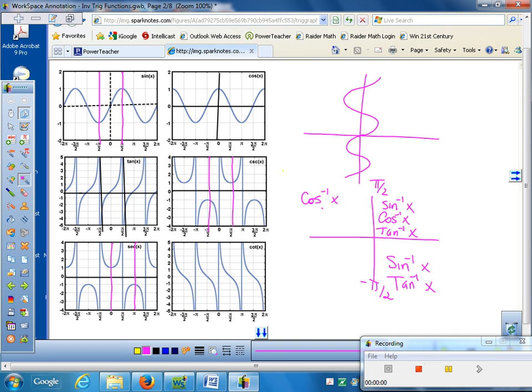Can I speed it up now and just tell you what the others are? Turns out cosine, secant, its buddy of course, and cotangent land in the second quadrant. And cosecant, sine, and tangent land in the fourth quadrant, and there's absolutely nothing in the third quadrant. And of course they're all over here: cosecant, secant, and cotangent.